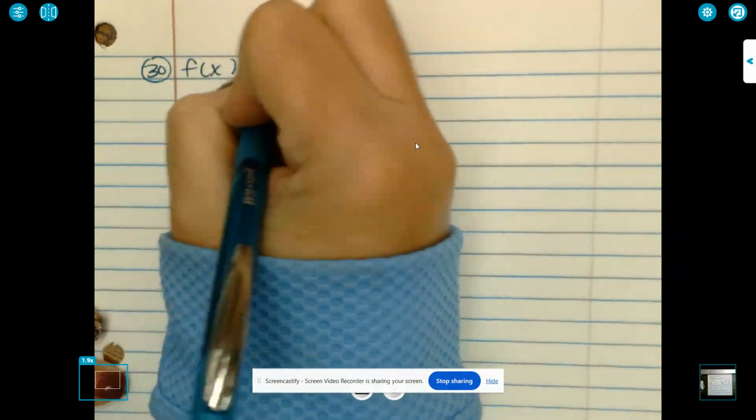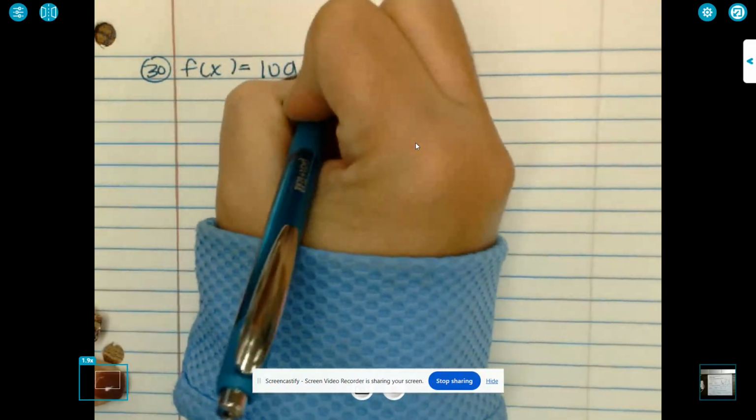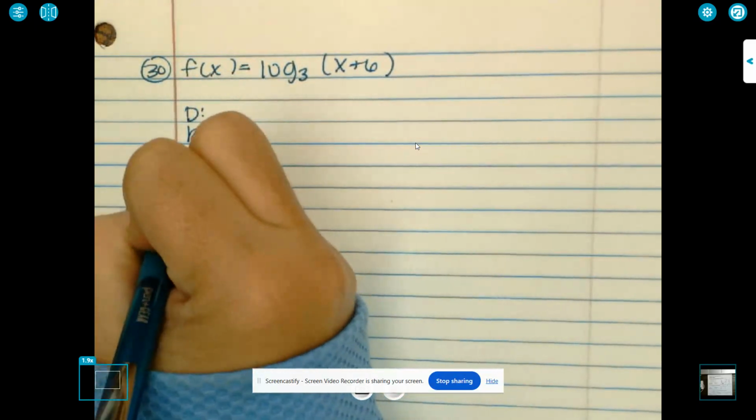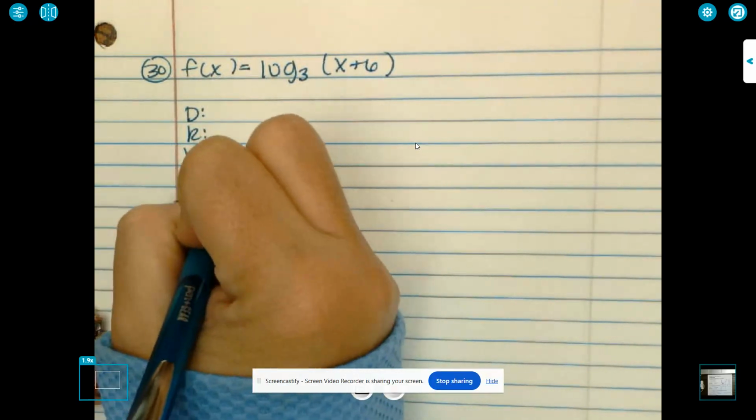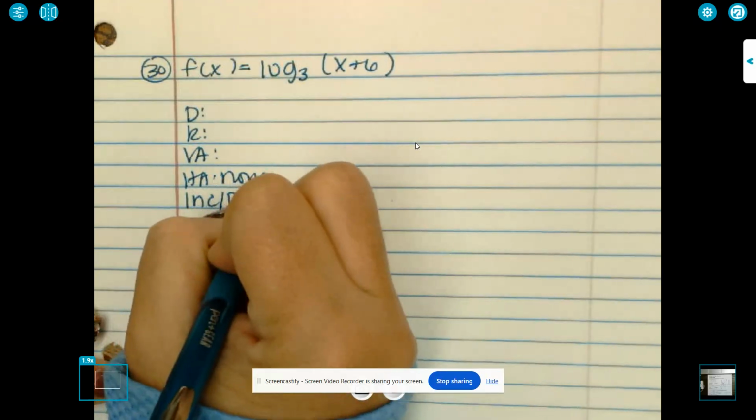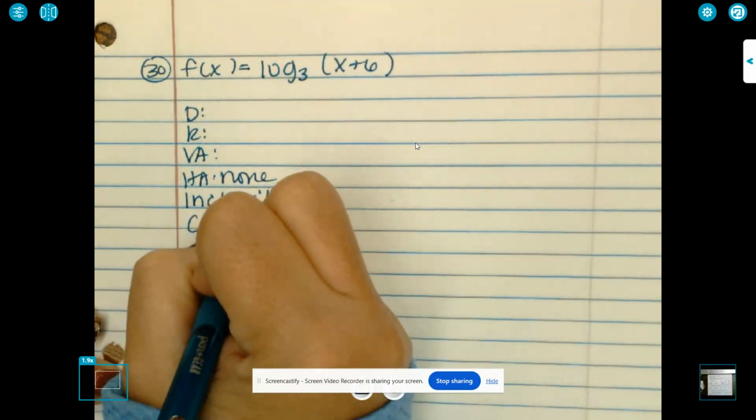All right, number 30. We've got f of x equals log 3x plus 6. Again, we want the domain, the range, vertical, horizontal. We already talked, this is none. Increase, decrease, and concave up or down.